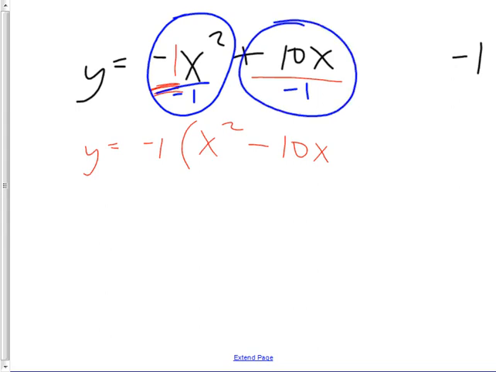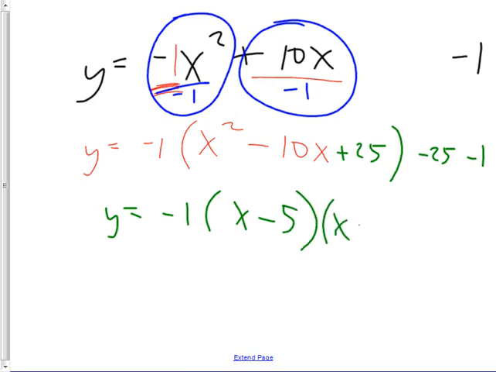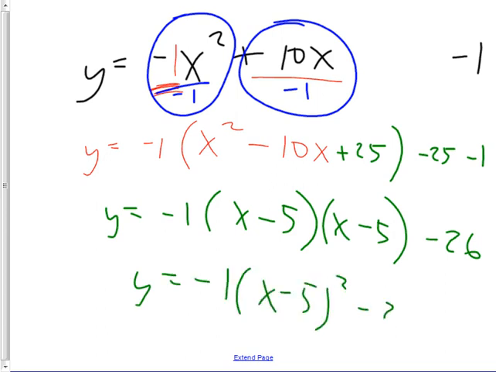Okay, now it's half and square time. Half of the -10 makes -5. And then I square it, makes 25. And if I do a plus 25, of course, I have to do a minus 25. And then a -1. And -1, x minus 5, x minus 5, minus 26. I'm doing this on purpose. -1, x minus 5, quantity squared, minus 26.